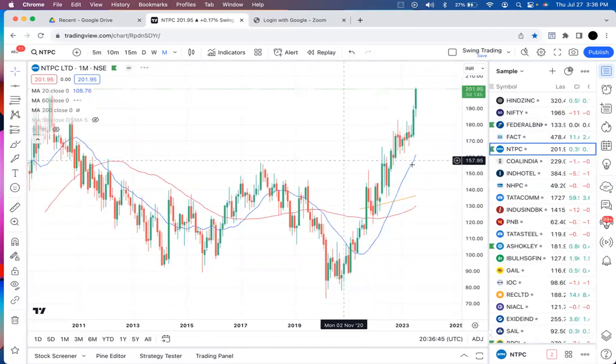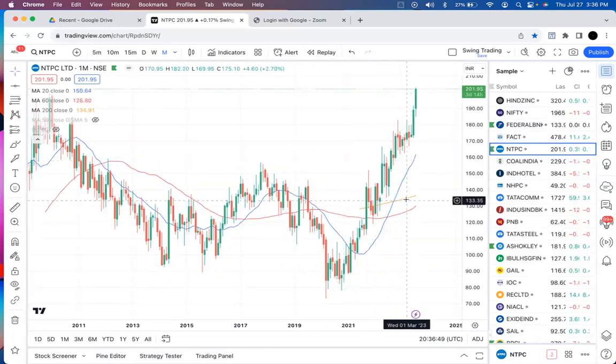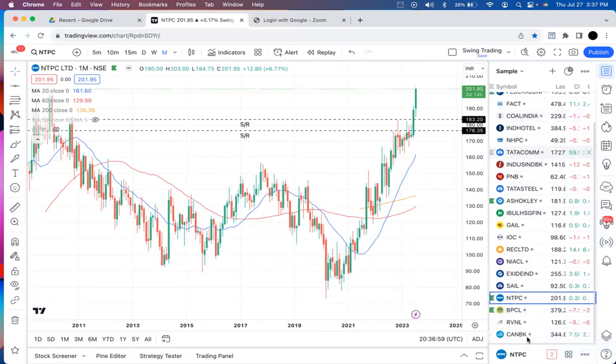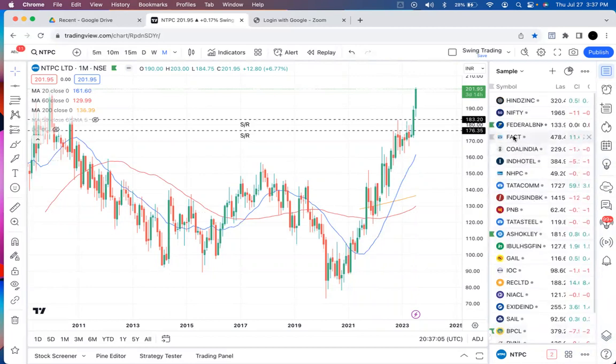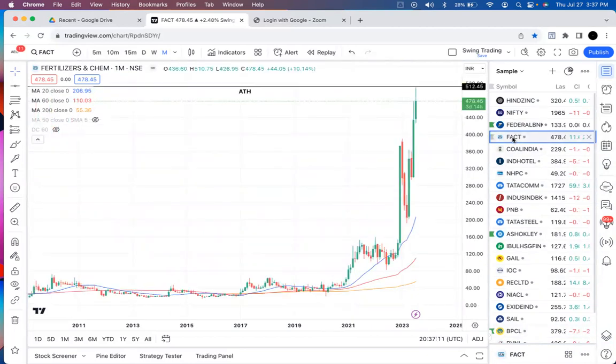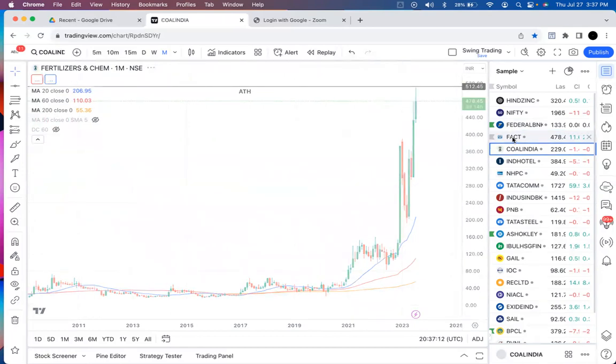And NTPC, look at this. Here you have the 20 on the top, but then the 200 below that, and the 60 is below that. So I'm going to move the NTPC a little bit again to the bottom, and I'm not going to trade that right away. And it's a good company, and you can trade that, but I'm looking for ones that are really trending. Years of trending. That's what I'm looking for. FACT was the last one, and then Coal India.